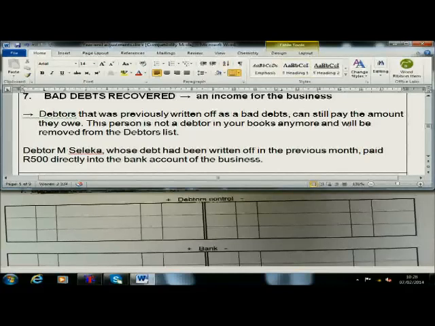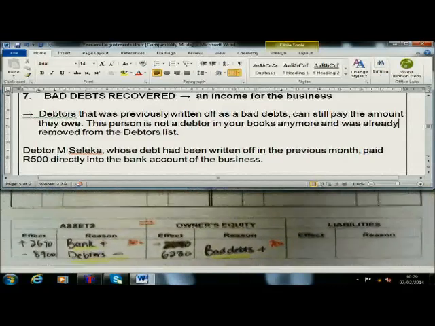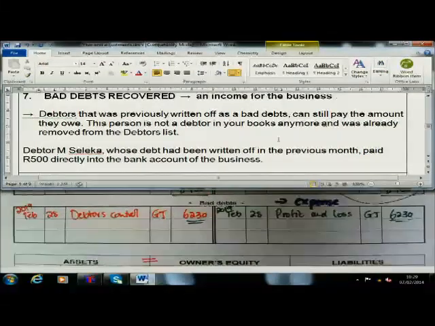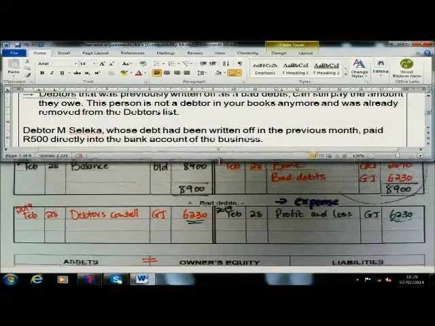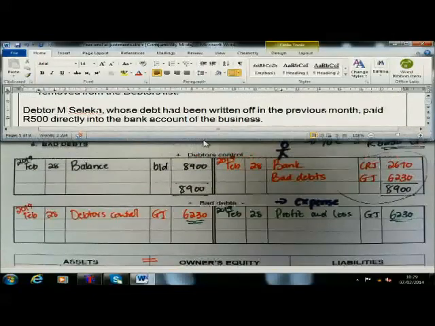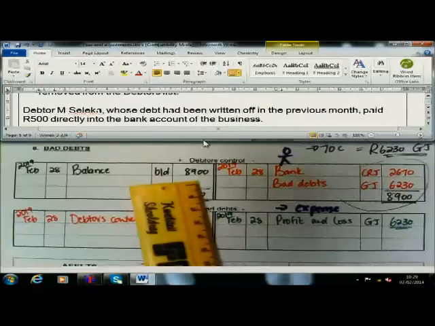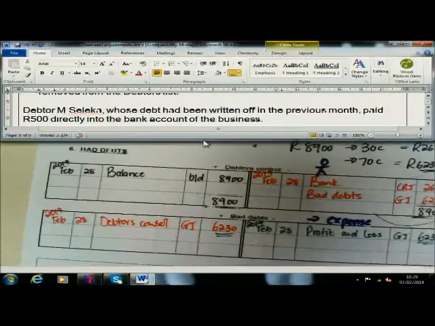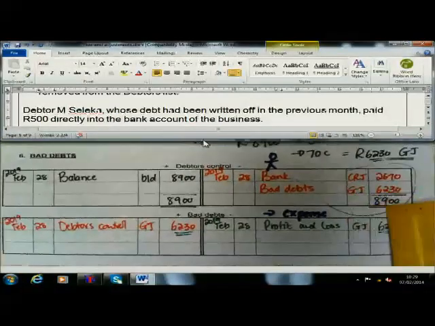Not will be, but was already removed from the debtors list. So this debtor is not in your books anymore. So if it was a debtor that we wrote off as irrecoverable, it's this situation. The debtor basically didn't exist anymore in your books because you show that this was what the debtor owes. You receive that amount that you written off as irrecoverable. So that is the total there.